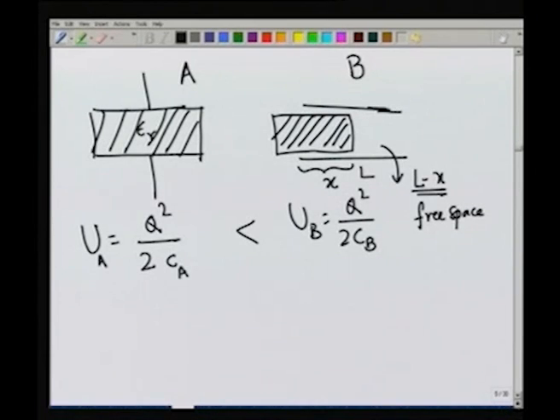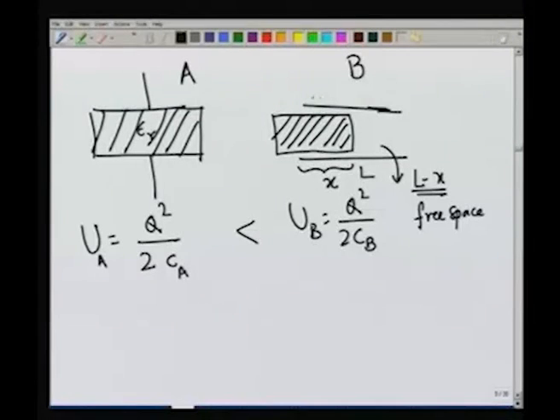Given the fact that the energy is minimized when the space is completely occupied by the dielectric, what we are saying is that if this length is L, so is this length L of the dielectric. So the energy is minimized when the space is completely filled. If a part of it were to come out, then the energy increases. What do we conclude? The conclusion is that if I were to plot the energy as a function of the displacement x, x is the degree of penetration.